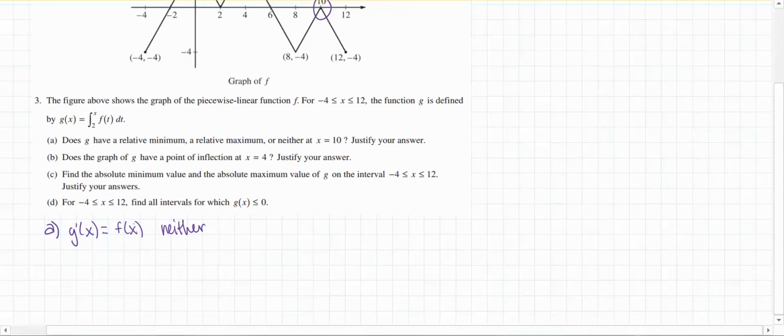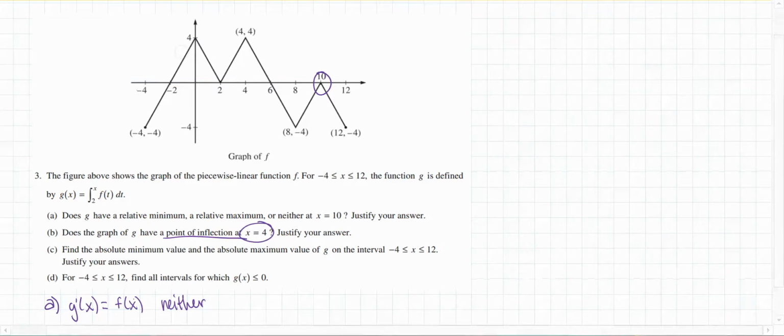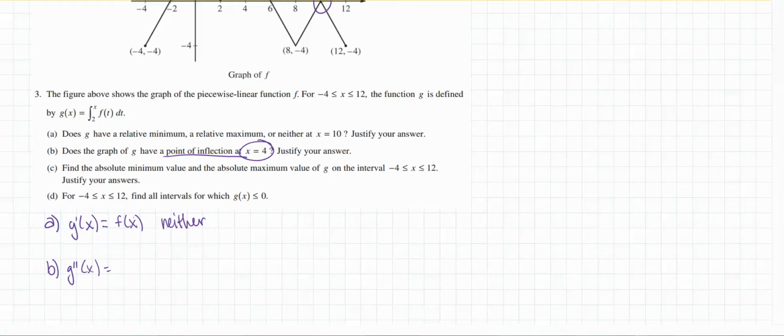Part B asks if there's a point of inflection at x equals 4. Now at x equals 4, there's a relative maximum for f of x. And a point of inflection occurs anywhere that the second derivative, so g double prime of x, would go from positive to negative or negative to positive. And g double prime of x equals f prime of x. In other words, a point of inflection would occur wherever g prime of x goes from increasing to decreasing.